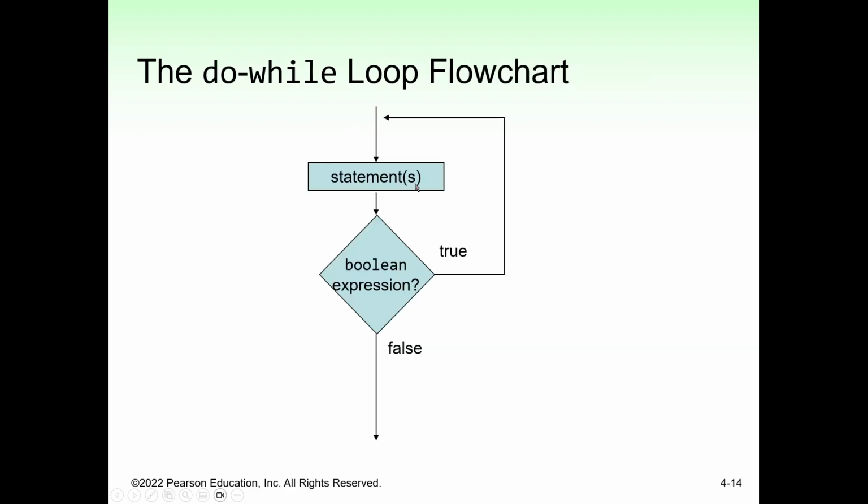This is the flowchart for the do-while loop. So do something and then check if your expression is true. If it's true, go back again, do something, and then check the expression again. So the difference is that the do-while loop will execute at least once, while our regular while loop can not execute at all if the expression evaluates to false on the first run.